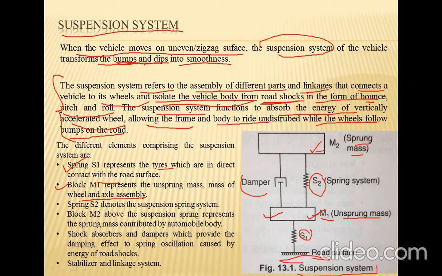Then spring S2, that is in connection with M1 and M2. This spring system S2 denotes the suspension spring system. Then block M2, this is the sprung mass. It represents that above the suspension spring is the sprung mass contributed by the automobile body. Then shock absorbers and dampers, which provide the damping effect to spring oscillation caused by energy and road shocks. Stabilizer and linkage systems are also components of the suspension system.